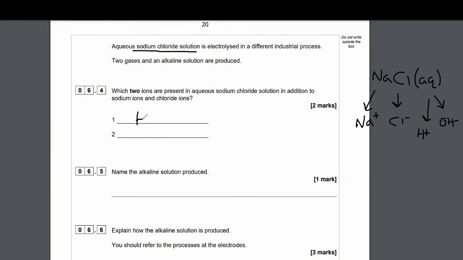So the two ions present, other than the sodium ions and the chloride ions, which are over here and here, are hydrogen ions and hydroxide ions. That's what the OH- ions are. You could put the symbols or you could write the names. Now it says, name the alkaline solution produced.